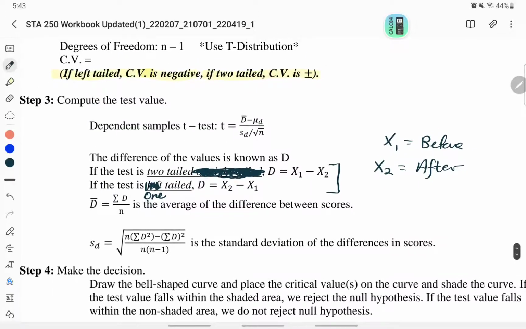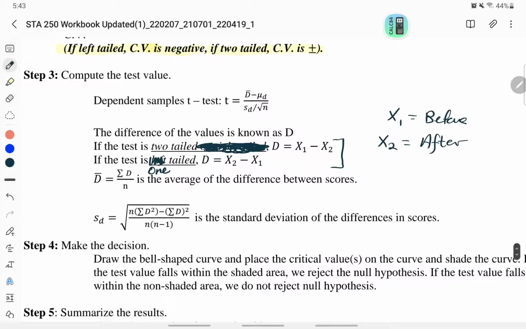D bar is the average of the difference between scores. So that's the sum of the differences divided by n, which is the sample size. Then you will need to find the standard deviation of the differences in the scores. So that means you must find the sum of d squared. That means you're going to square all the differences and then add it up. Once you have those values, you're going to compute your test value.